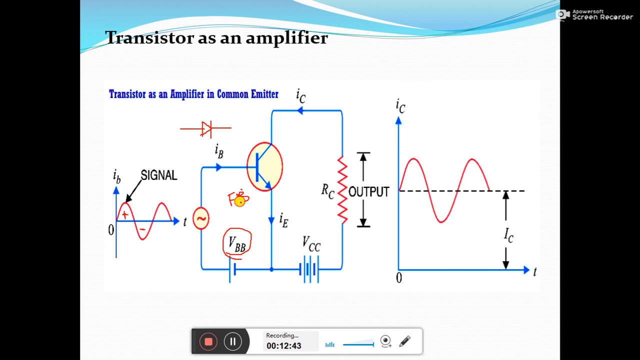So since it is forward biased and this is reverse biased, the emitter to base junction is always forward biased, and obviously the IC current will flow from collector to emitter.